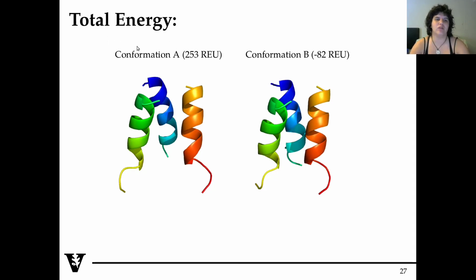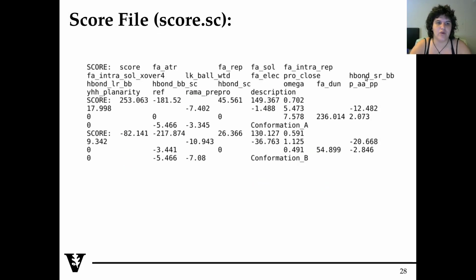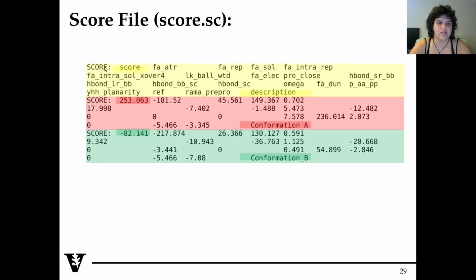So if we go back to the total energy and to our two conformations, let's analyze the score file. And this is the score file. I guess you already saw some of them. It's really messy, but one thing we can do is divide it by each line. In the first one, we just have the header with all the names of the descriptors for the columns. Then we have in red the description for the conformation A protein, and in green we have the conformation B. In the second column you always find the total score. That was 253 for conformation A and minus 82 for conformation B.